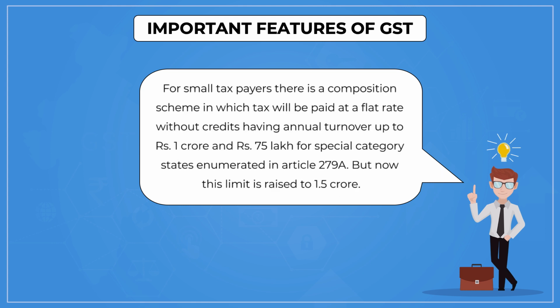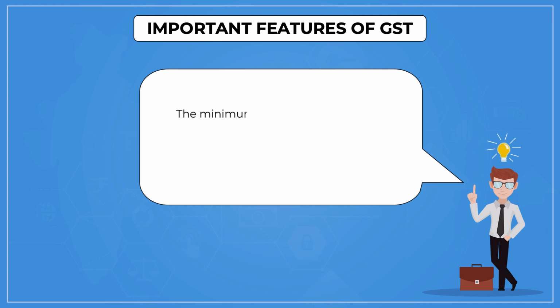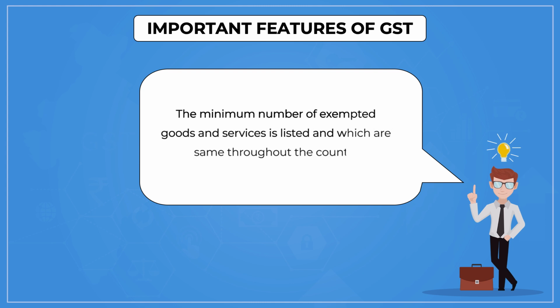For small taxpayers, there is a composition scheme in which tax will be paid at a flat rate without credits, having annual turnover up to rupees 1 crore, and rupees 75 lakh for special category states enumerated in Article 279A. But now this limit is raised to 1.5 crore. The minimum number of exempted goods and services is listed and is the same throughout the country.